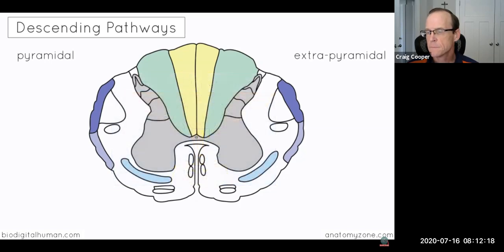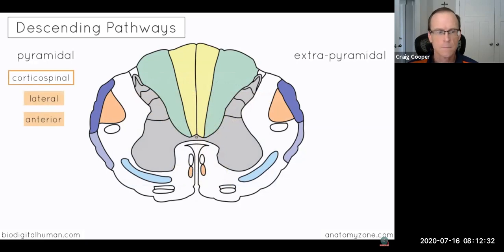So the pyramidal tracts are the corticospinal tracts. So you've got the lateral corticospinal tract and the anterior corticospinal tract, which I've highlighted in orange. The corticospinal tracts are important to know about because they convey voluntary, skilled movements originating from the motor cortices of the brain.